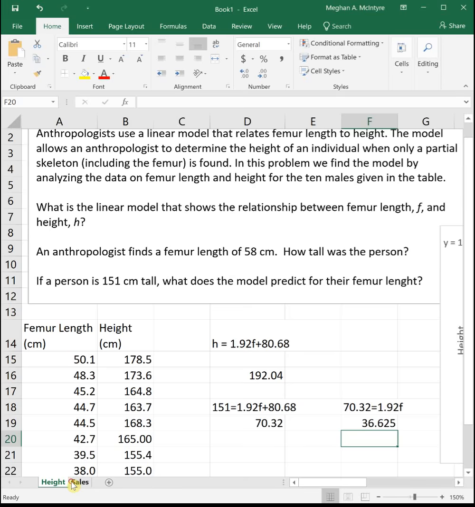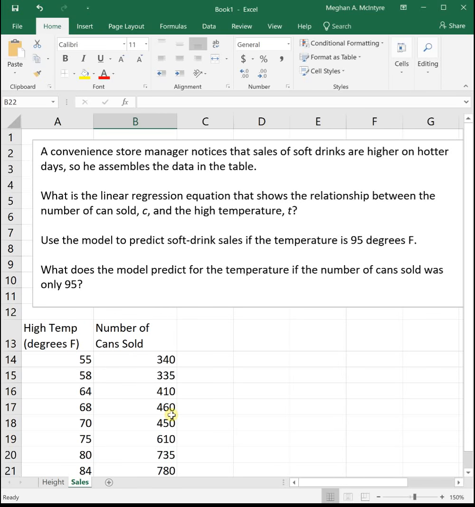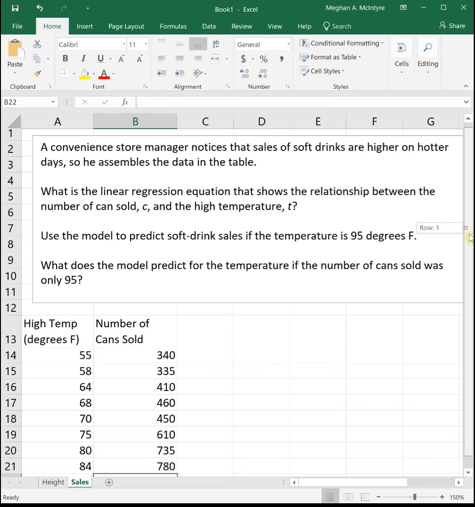All right, next example. A convenience store manager notices that sales of soft drinks are higher on hotter days, so he assembles the data in the table. What is the linear regression equation that shows the relationship between the number of cans sold C and the high temperature T? So again, here's our data.